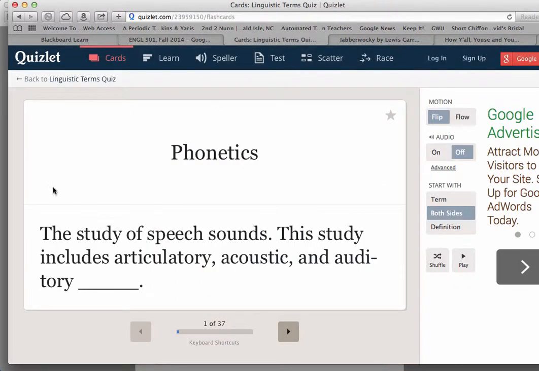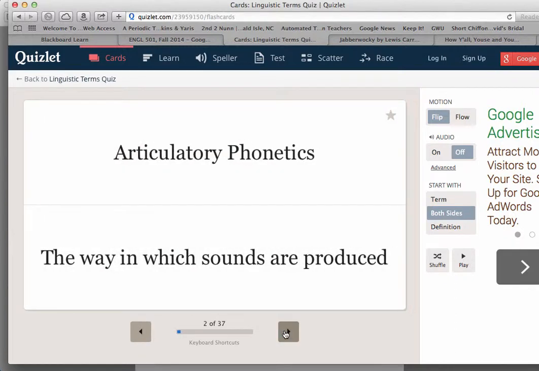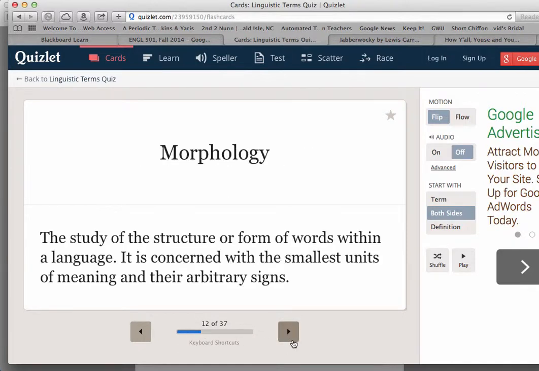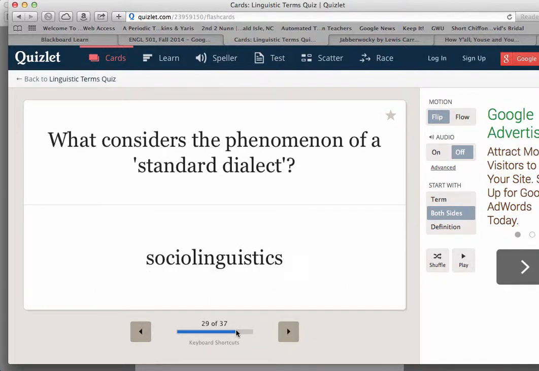The other thing that understanding linguistics does is give us a vast array of terminology, ways to talk about language, such as phonetics, the study of speech sounds, specific types of phonetics, morphology, the study of the structure or form of words, all the way into understanding what dialect means.